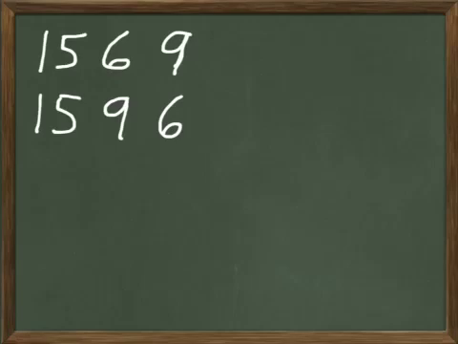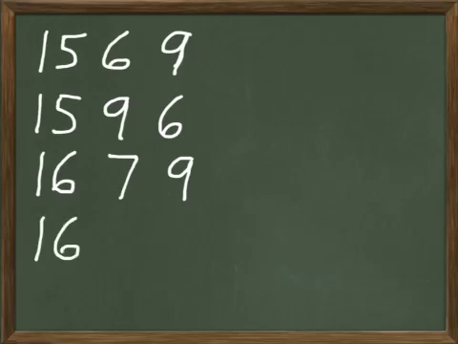What would be a good one to do next? How about 7 from 16? We had 16 and we take away 7. How many is that going to be? 7 from 16 is going to be 9. And let's take 9 away from 16. So 16, take away 9, leaves us with 7.